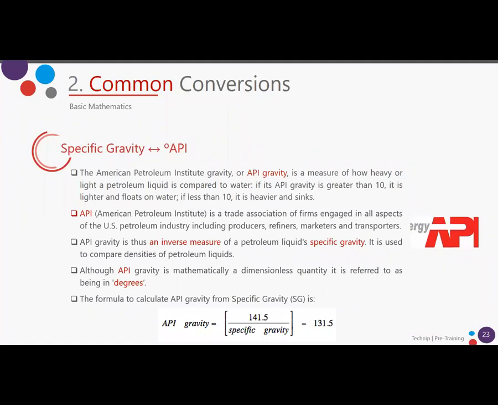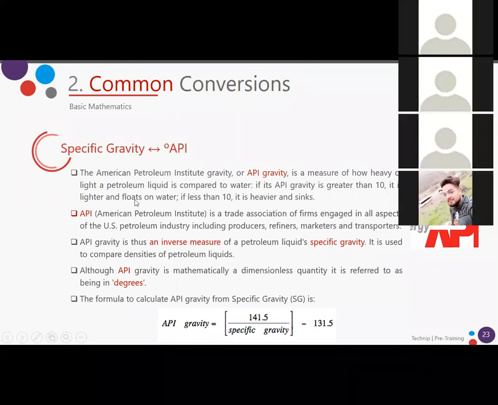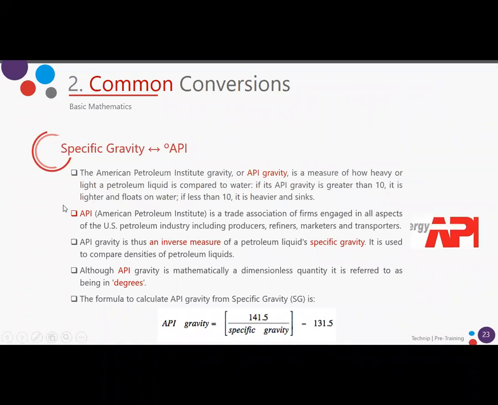Okay. Now we will look at conversion between specific gravity and API gravity. I think 1 or 2 weeks ago my colleague Pilar also already talked to you about the definition of API, but just in order to repeat it and have it complete: the American Petroleum Institute gravity, or API gravity, is a measure of how heavy or light a petroleum liquid is compared to water.